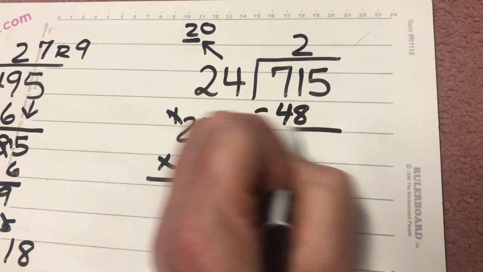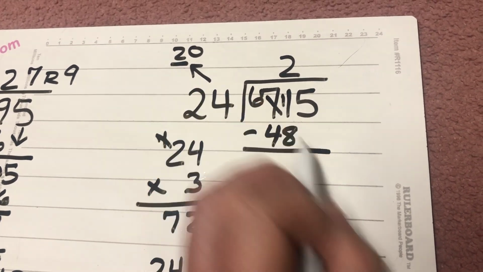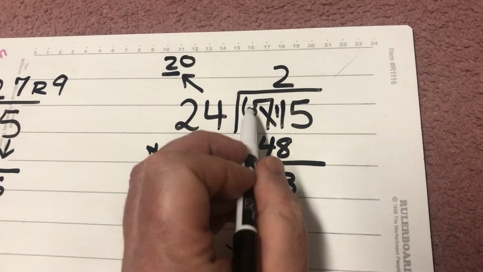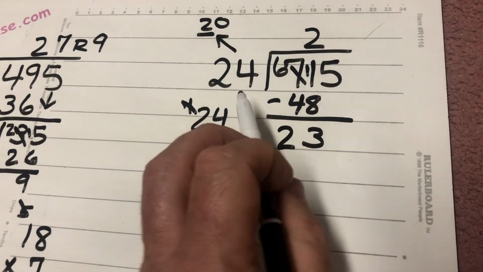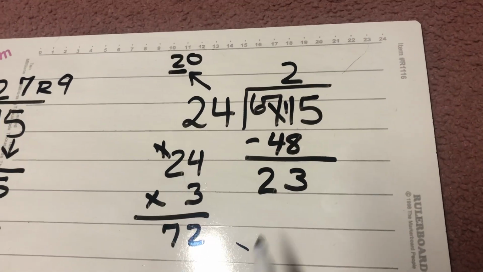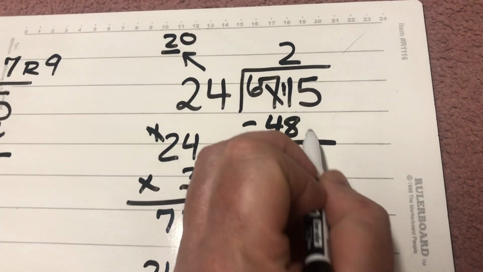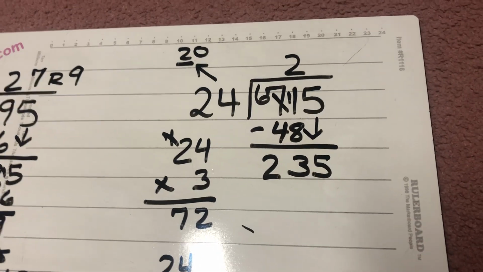I go ahead and subtract. I can't do 1 minus 8. I borrow from the 7. It becomes a 6. The 1 becomes an 11. 11 minus 8 is 3. 6 minus 4 is 2. And 23 is close to 24, but I'm good because 23 is less than 24. So after I subtract, I bring down, time to bring down the 5.